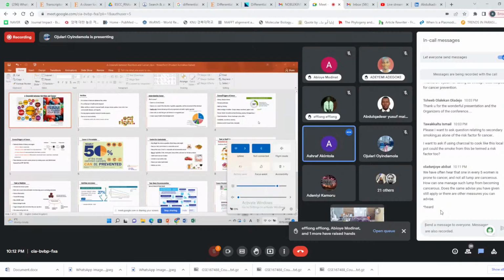So how about smoked fish? What advice would you give on how to better smoke them?